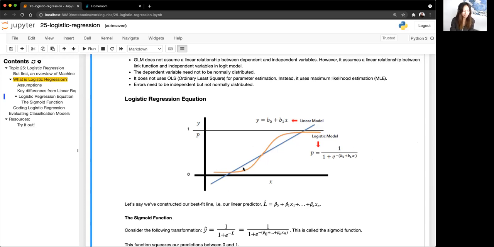So this blue line is your typical linear model, right? Your typical linear regression equation. But when you want to have a logistic model, you are actually applying some sort of transformation to get this orange curve. Now, the important thing about this orange curve is that it is bounded by 0 and 1. So this orange curve will never get to 0, and on this side it will never get to 1. So your values will always be between 0 and 1, which is why you always have some sort of probability associated.